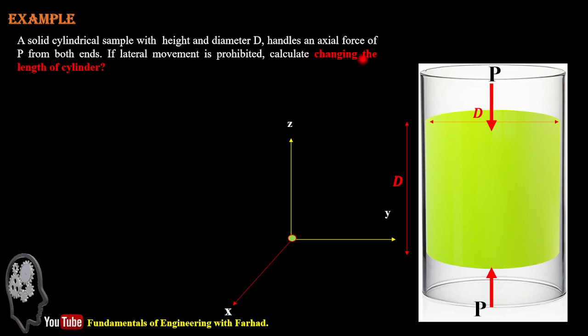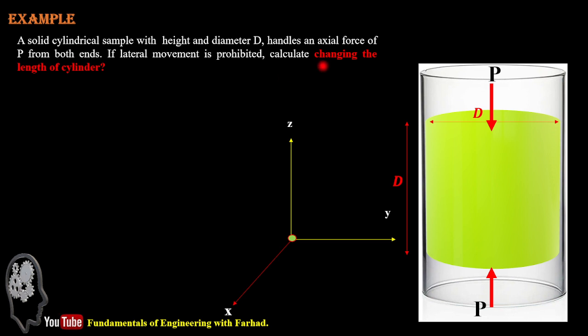handles two axial forces from the bottom and the top by the amount of P, and it's already embedded inside a bigger cylinder itself, the transparent one. So if the lateral movement is prohibited, so we cannot move in the x and y direction, this is y and this is x, the only movement is up or down.